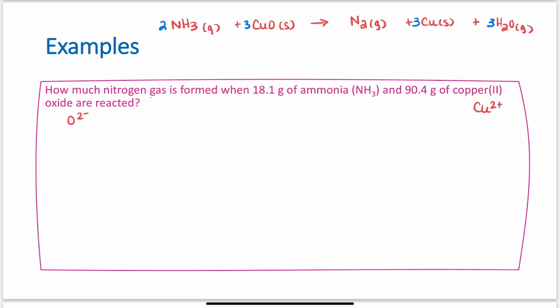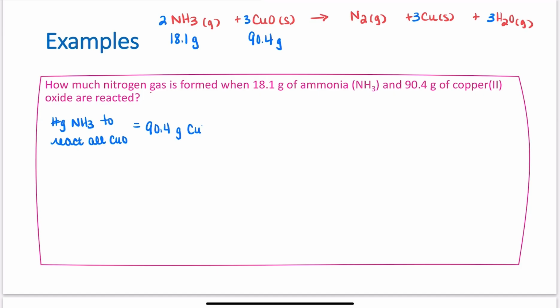Now what I want to do is write down underneath the equation what I'm told. I'm told I have 18.1 grams of NH3 and 90.4 grams of CuO. I want to know how much nitrogen gas is going to be formed. I don't know what my limiting reactant is yet. I have no idea what my limiting reactant is, so I'm just going to pick one. I'm going to say how many grams of NH3 are needed to react all of my CuO. Again, I just pick one.